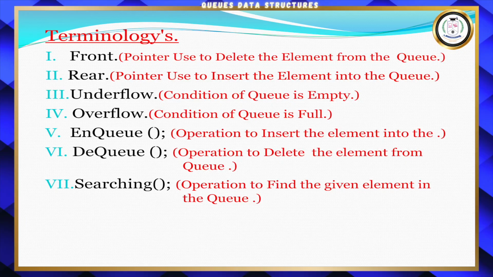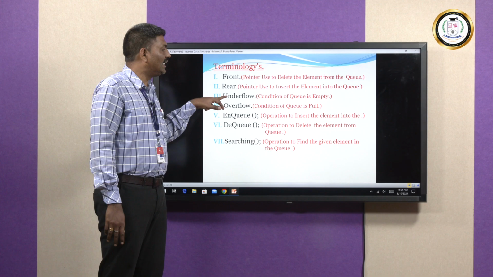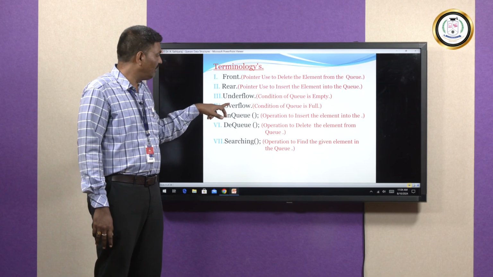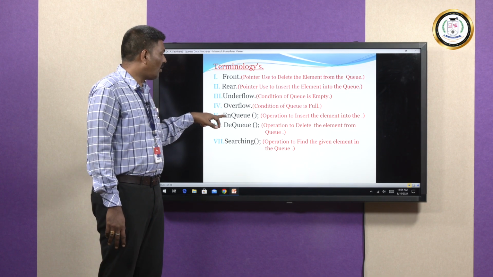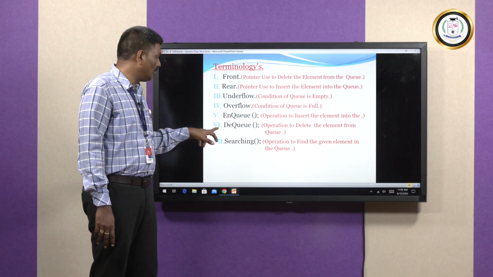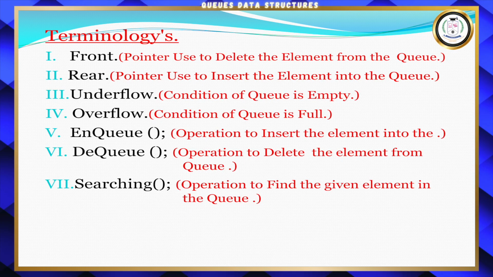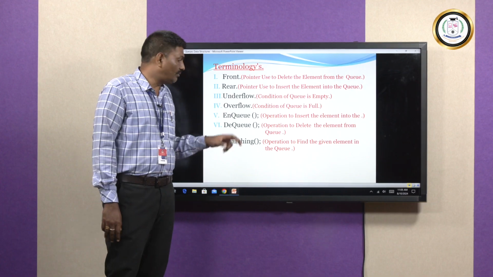Underflow condition, checking if the queue is empty. It is the condition we need to check before deleting. Overflow condition is the condition we need to check before inserting. EnQueue is the operation to insert the element into the queue. DeQueue is the operation of deleting the element from the queue. The last one is searching, to find an element in the queue.